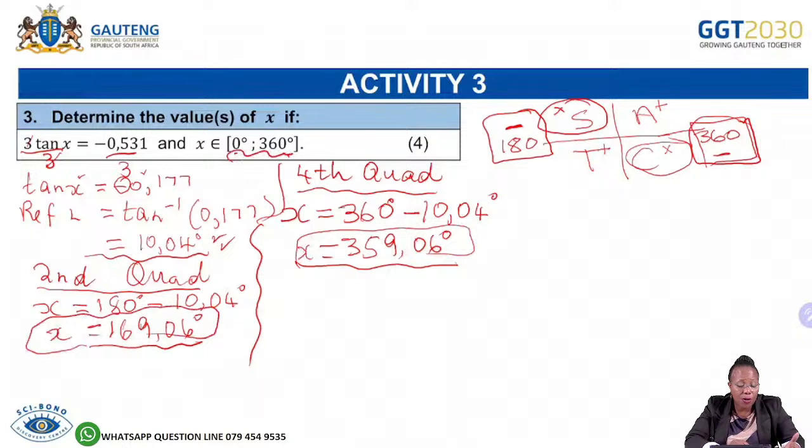And then 1 mark will be for the correct ratio there, simplified by dividing by 3. Second mark will be for that reference angle. The third mark will be the value of x in quadrant 2. The fourth mark, value of x in quadrant 4. Then this is worth 4 marks then.